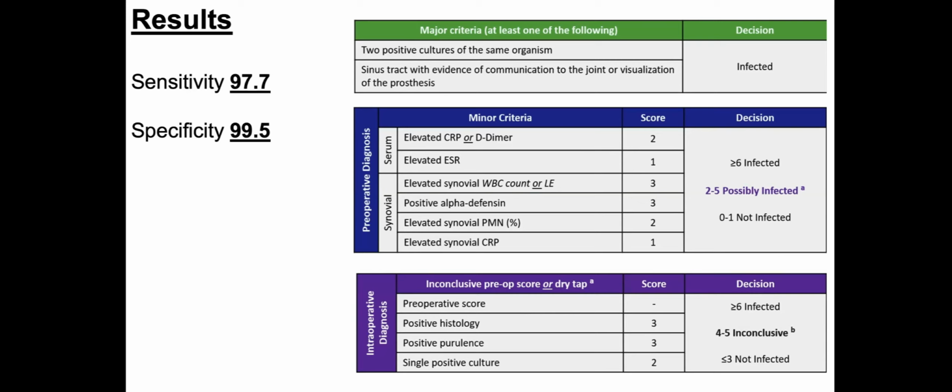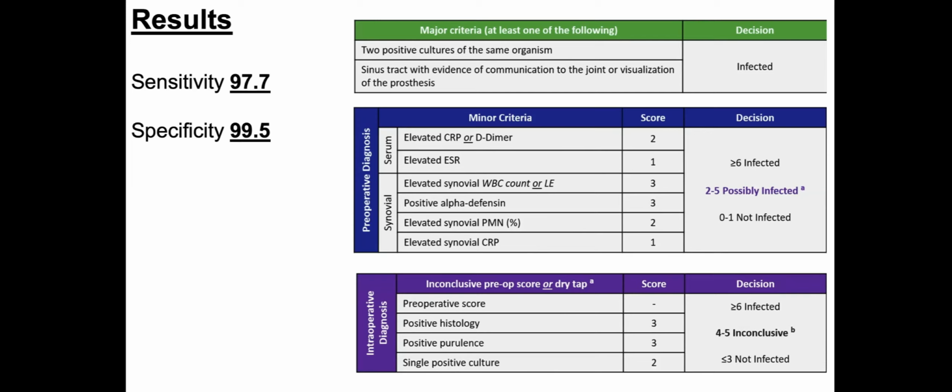They developed additional minor criteria here, and these included previously described elevated inflammatory markers, so CRP or ESR, and each of these had a weighted score given to them that would contribute to a final score that would be calculated. Additionally, in the synovium, they looked at elevated synovial white count, or leukocyte esterase, as well as positive alpha defensin, elevated synovial PMN percentage, and then elevated synovial CRP.